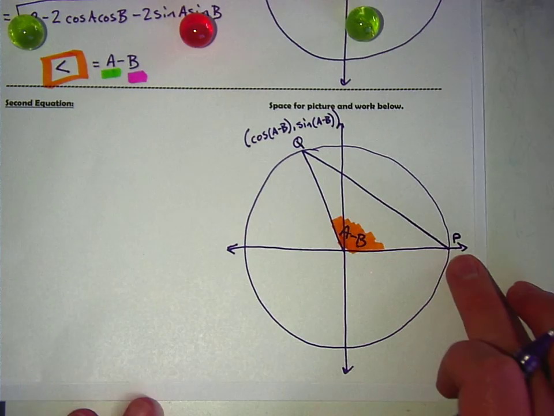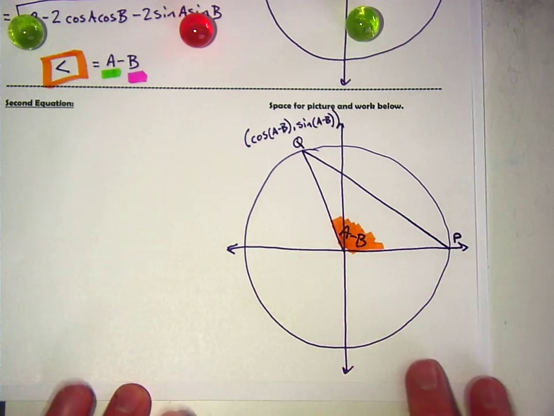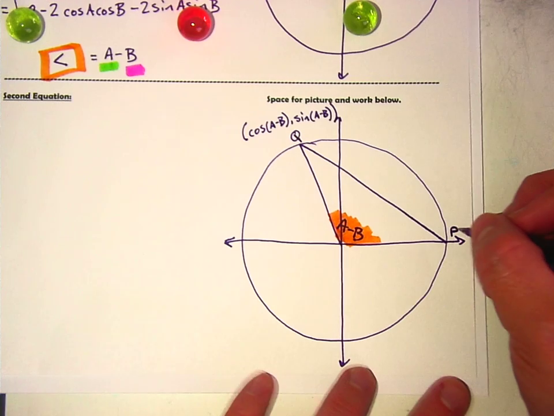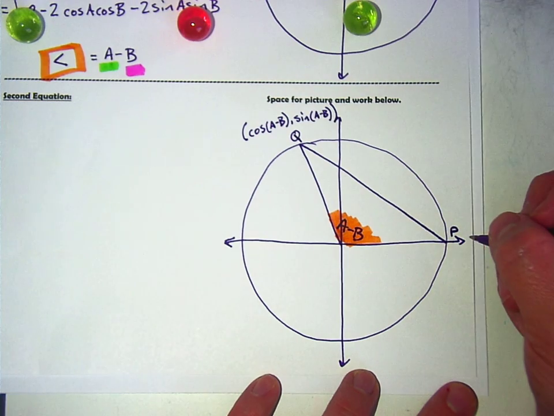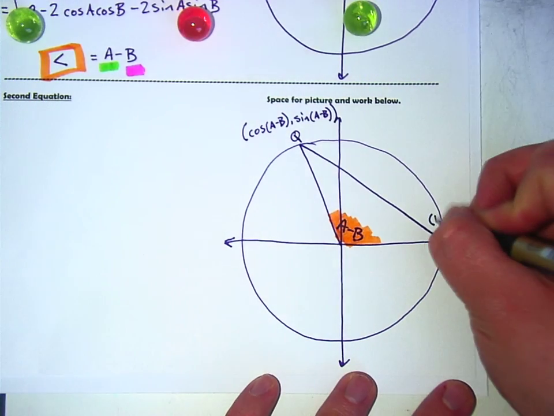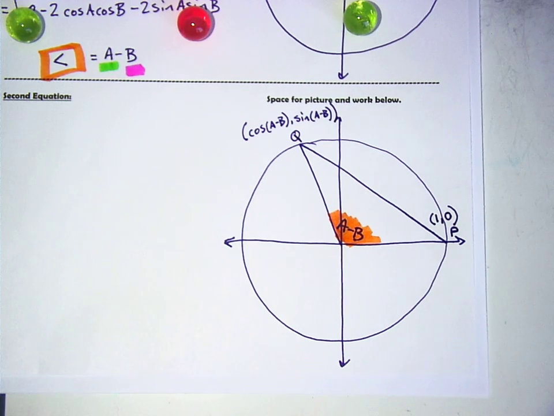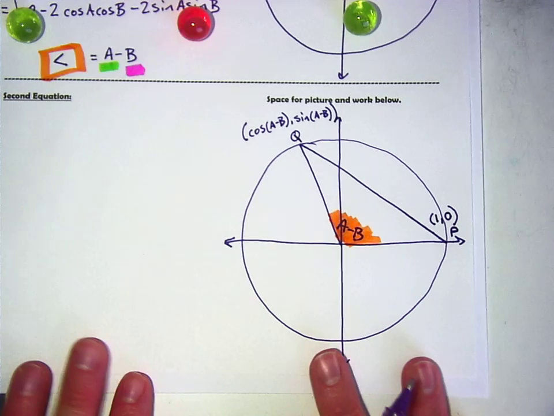Can anybody tell me the coordinate of P? It's right on the axis, and this is a unit circle. What's the coordinate of P? 1, 0. Go get a prize, Emma. Everybody understand why that's 1, 0? Because it's right on the axis? Yeah? Okay, now we're going to do the distance formula again.